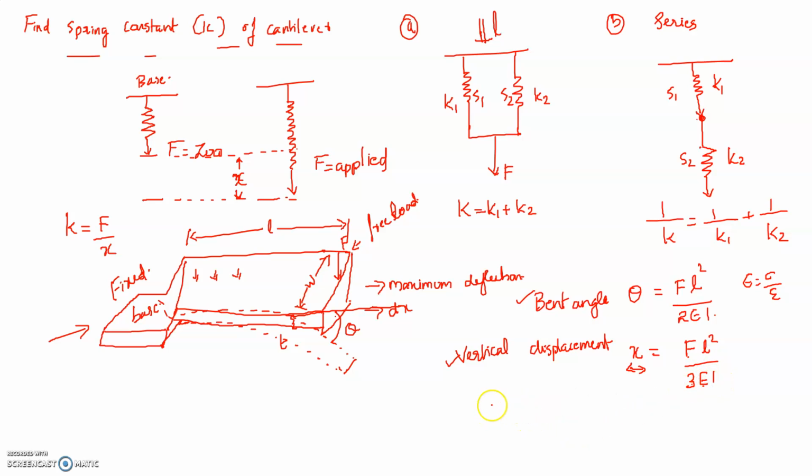From this equation we can find the spring constant K according to Hooke's law, K equals F divided by x. Substituting the value of x, we get F divided by F L cube by 3 E I. We have a correction here, it is L cube. So F and F cancel, and the spring constant will be 3 E I divided by L cube.